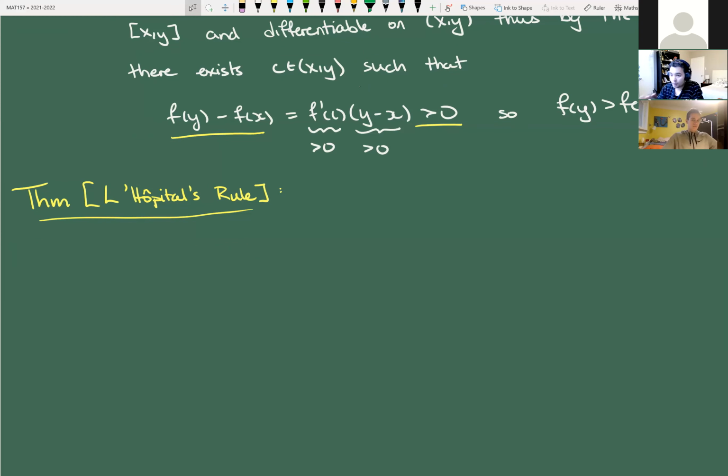Now, there are about 1 million different versions of L'Hopital's rule, right? If you've seen L'Hopital, you know that there's like the 0 over 0 form, which is what we're going to do. There's also infinity over infinity. There's like, whether one function diverges or not, the one-sided versions, it's a whole big mess. So I'm just going to do 0 over 0 because I think that's the most useful one.